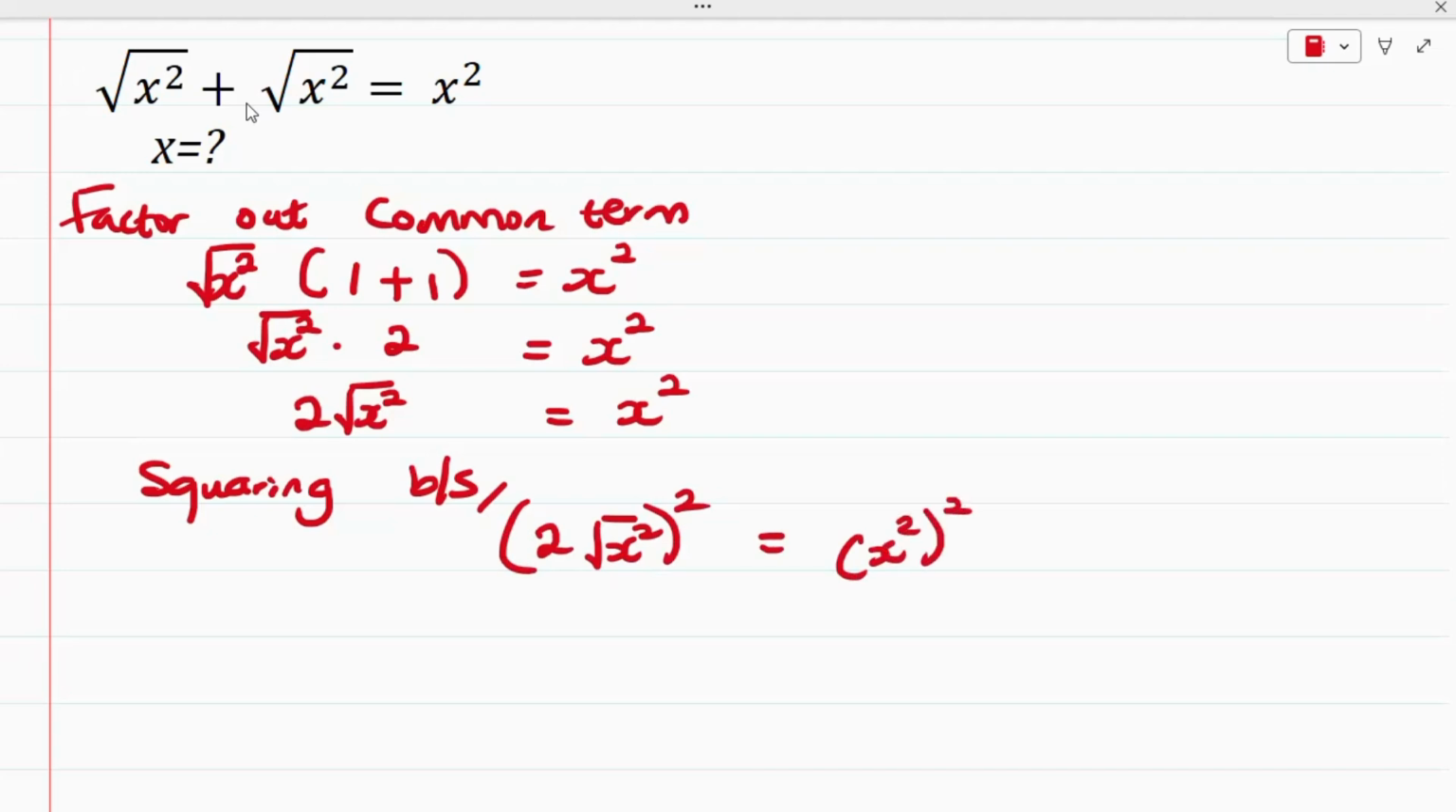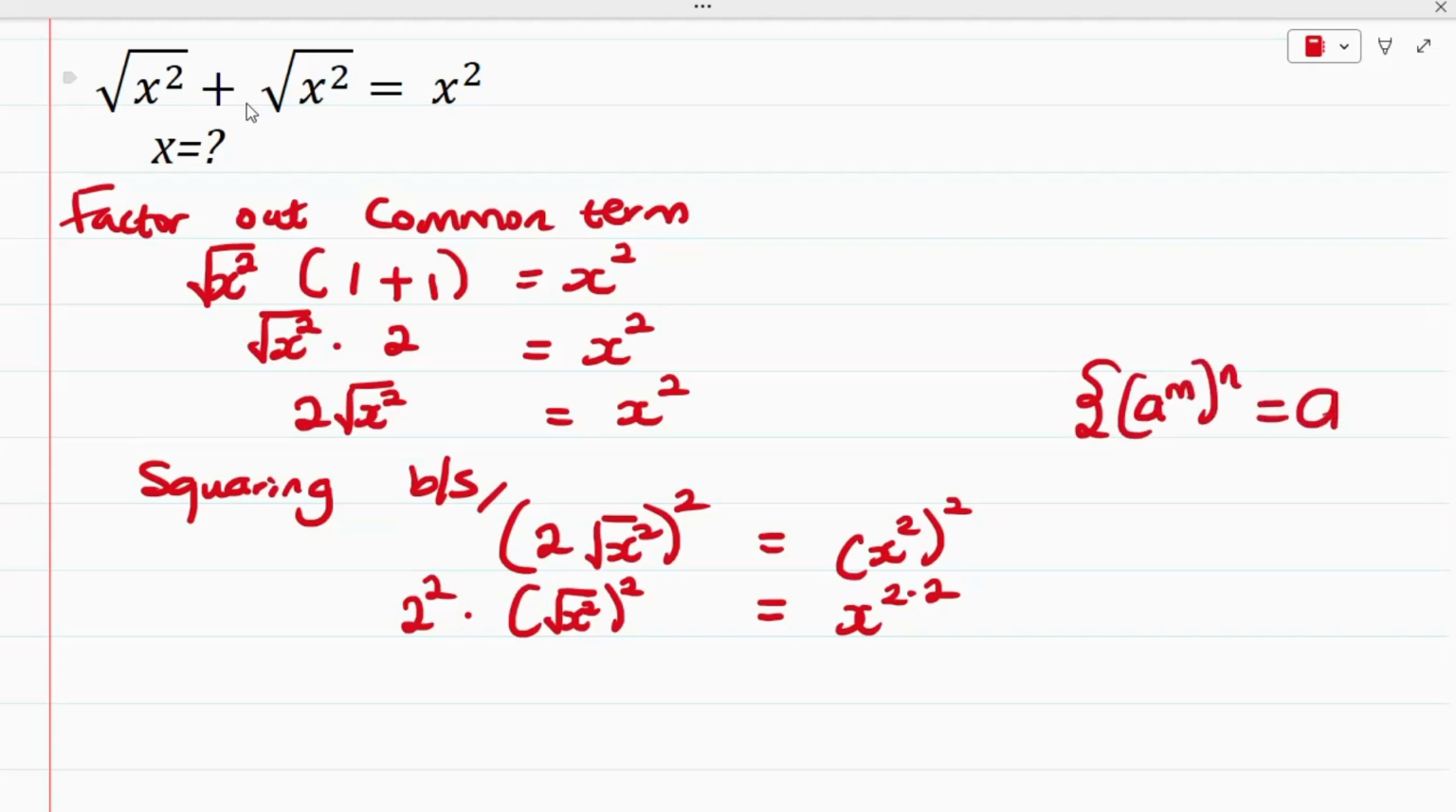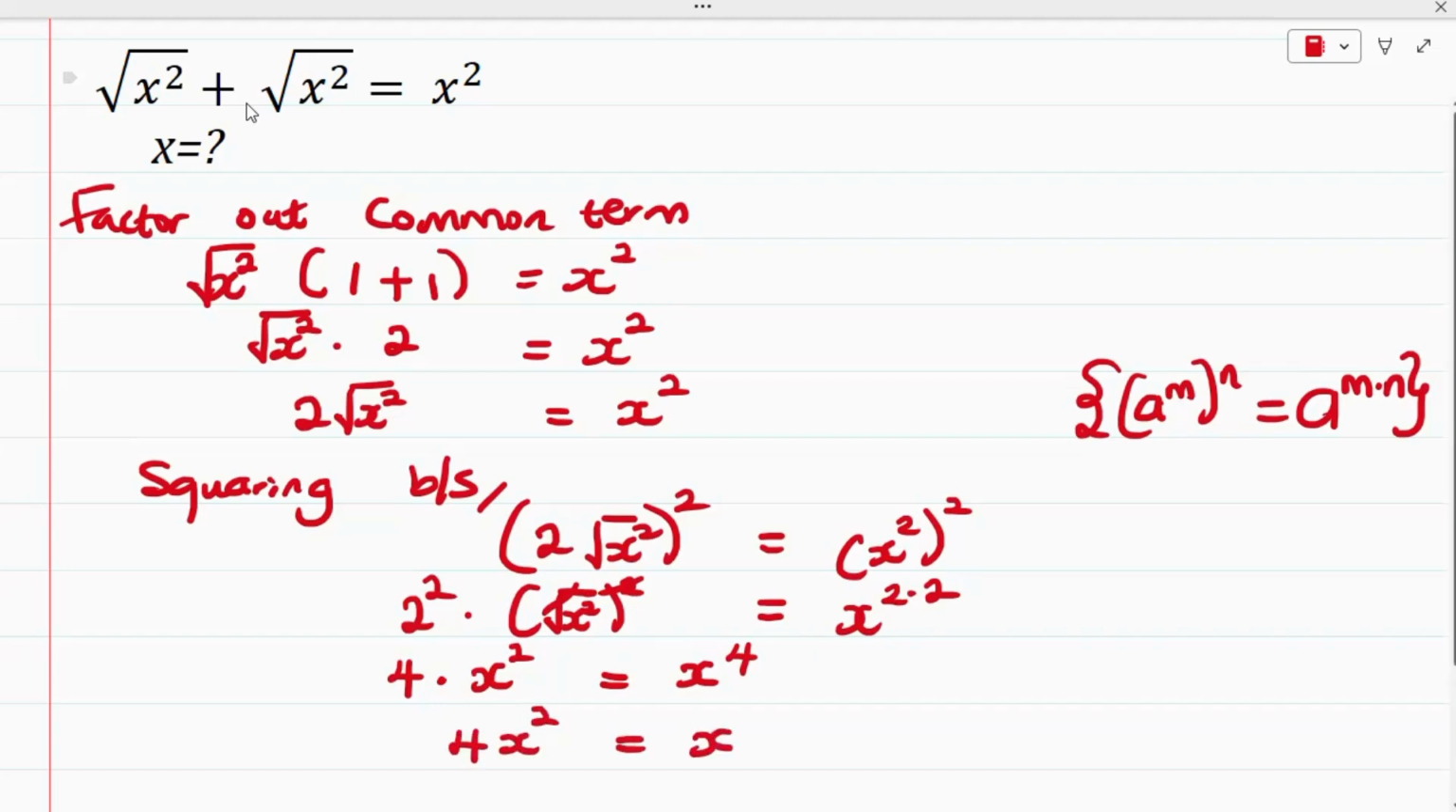So we have 2 raised to the power of 2 multiplied by the root of x squared, all squared, is equal to x raised to the power of 2 multiplied by 2, from the property of exponents that says if we have a raised to the power of m, all raised to the power of n, this is equal to a raised to the power of m times n, alright? So from here, 2 raised to the power of 2 is 4. Multiplying this, we cancel out the root, and we have x squared, which equals x raised to the power of 2 multiplied by 2, which is 4. So 4 multiplied by x squared gives us 4x squared, which equals x raised to the power of 4.